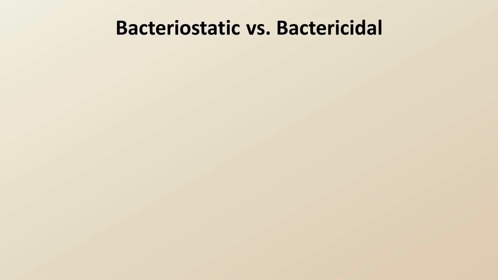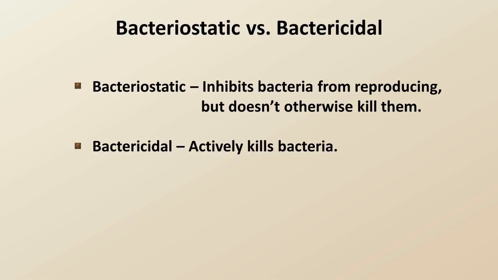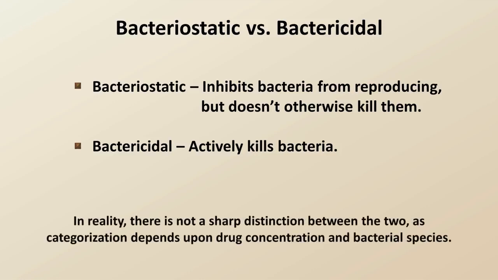One of the most fundamental properties of any one antibiotic is whether it is bacteriostatic or bactericidal. A bacteriostatic antibiotic inhibits bacteria from reproducing but doesn't otherwise kill them, while a bactericidal antibiotic actively kills bacteria. Unfortunately, for people that like to memorize lists and discrete properties of drugs, in reality there is not a sharp distinction between the two, as categorization depends upon drug concentration and bacterial species.